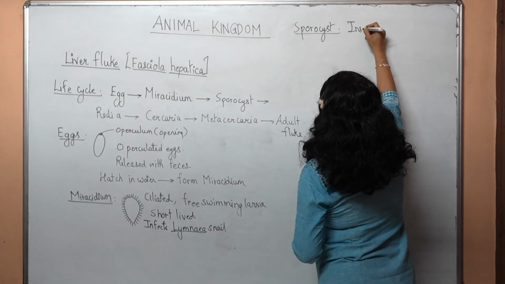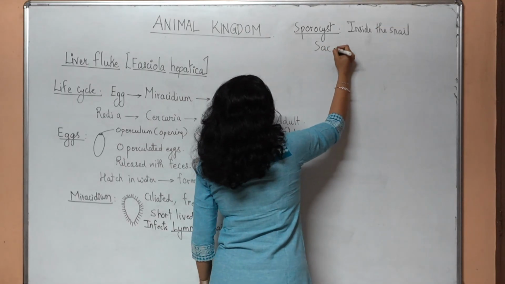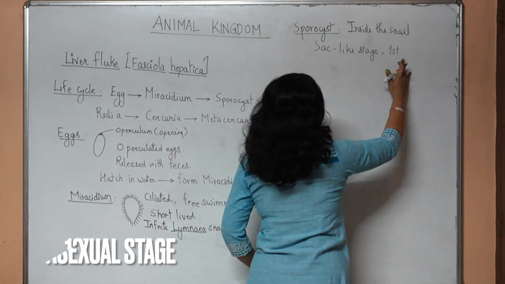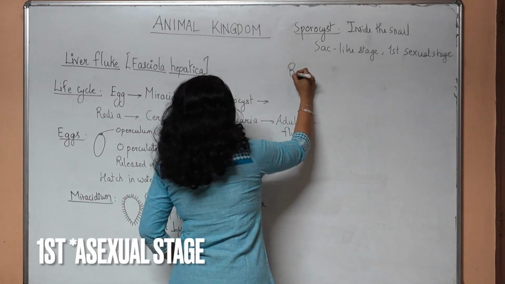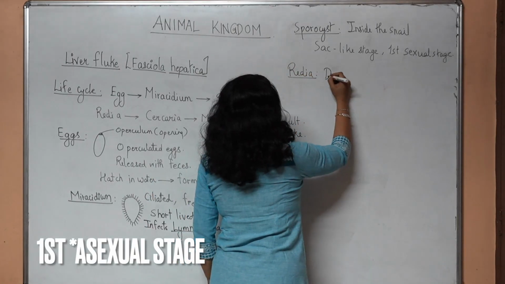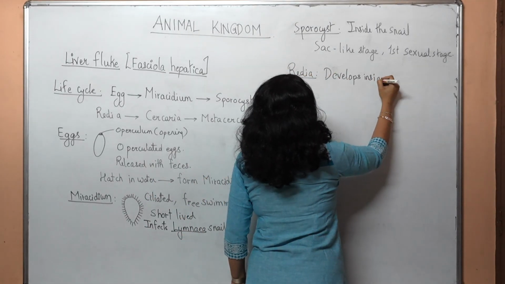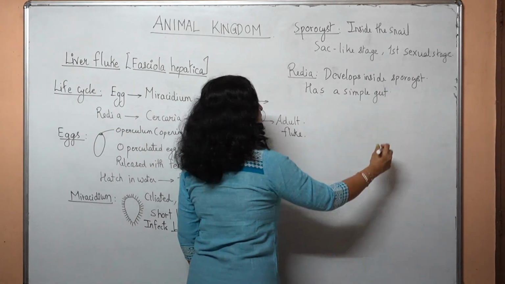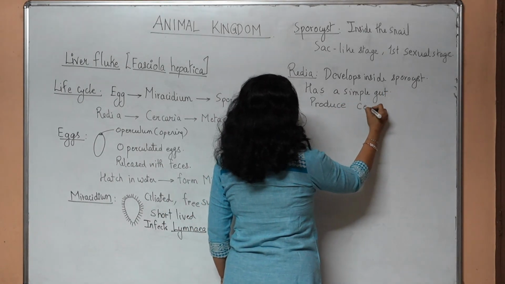Sporocyst. This one is formed inside the snail. It is a sac-like stage. It is said to be the first sexual stage. Then the radia larva is formed. This one develops inside sporocyst. This one has a simple gut. This produces the next larva, that is cercaria.